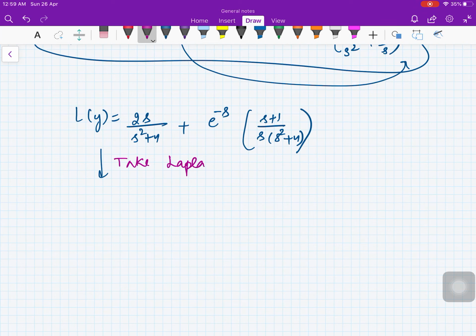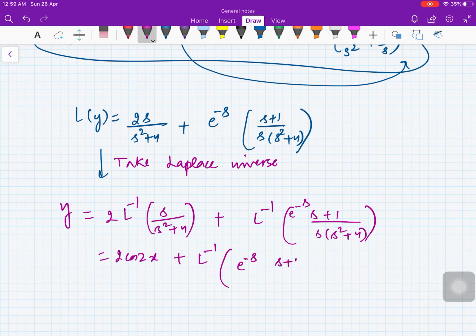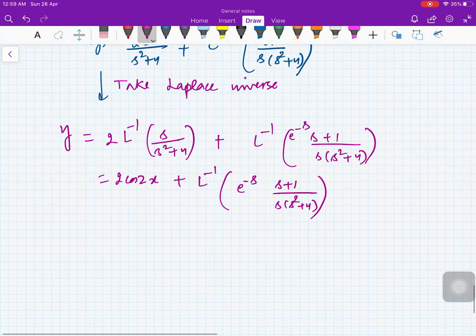Now we want to take the Laplace inverse. You see, so many calculations are involved. When you take the Laplace inverse, on the left hand side you will get y. Here you will get 2 L inverse of s upon s square plus 4, and here L inverse of e raised to minus s times (s plus 1) upon s into (s square plus 4). This first part is easy: this is 2 cos of 2x plus the L inverse of the second term.